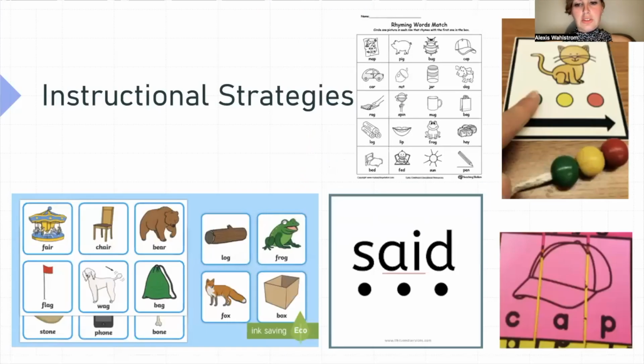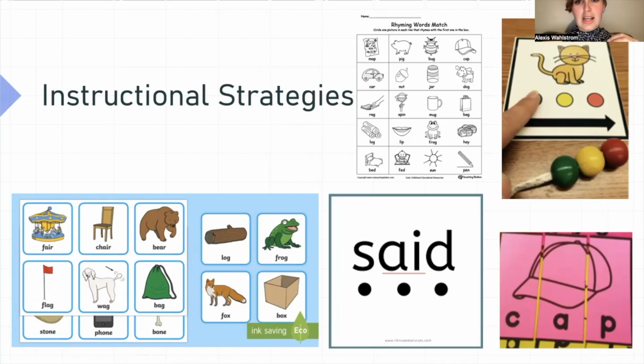There are so many instructional strategies that can go into aspects of phonology. For example, here I have a set of rhyming words, and the students would then take these words and they would place the cards together so that they could show that they understood that these words were rhyming. So, for example, our first two words we have are fair and chair. Do those words rhyme? They do.